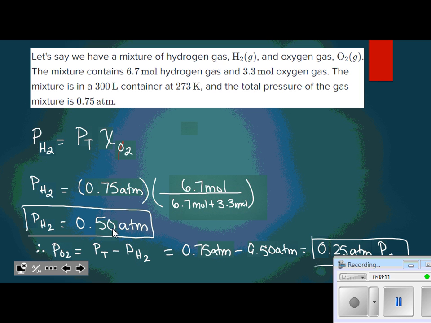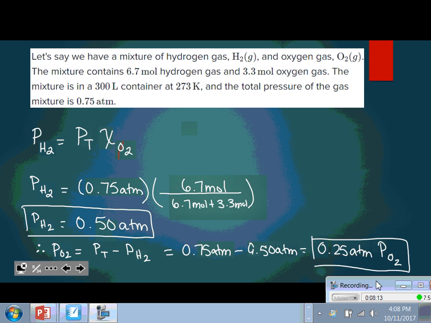If you then wanted to know the partial pressure of oxygen gas, which you were not asked to do, you could say, well, I know the total pressure, and I just have two gases in this mixture. So the pressure of oxygen gas equals total pressure minus the pressure of the hydrogen gas that you just found. Okay, so the pressure of the oxygen gas would be 0.25 atms. So that's a different way to answer the question.